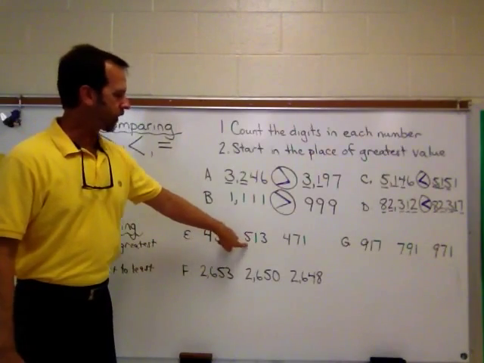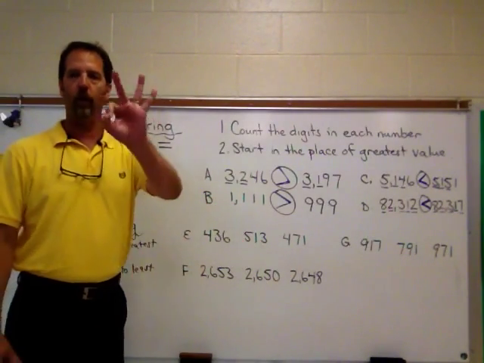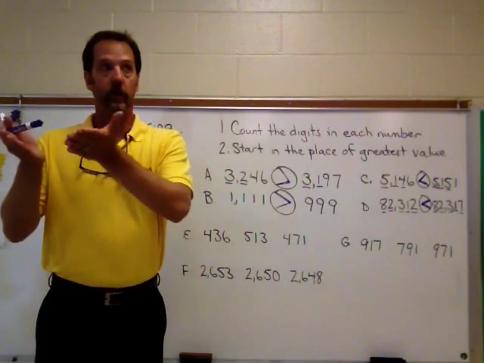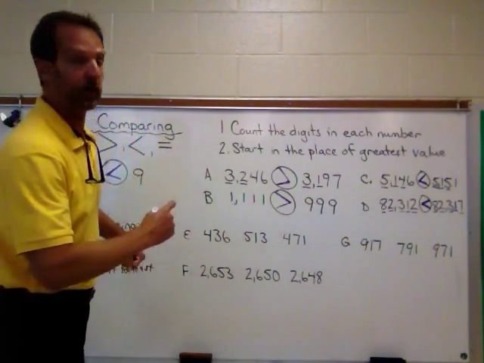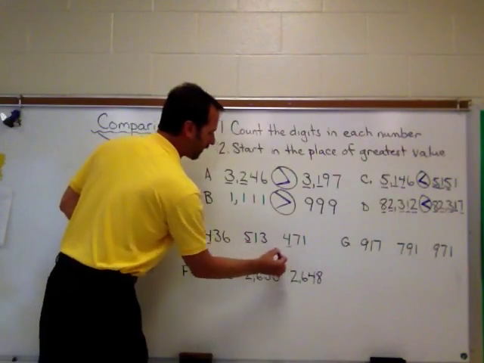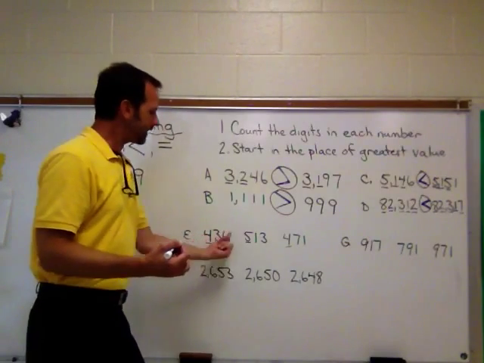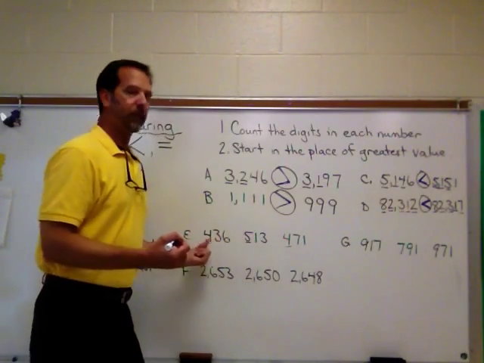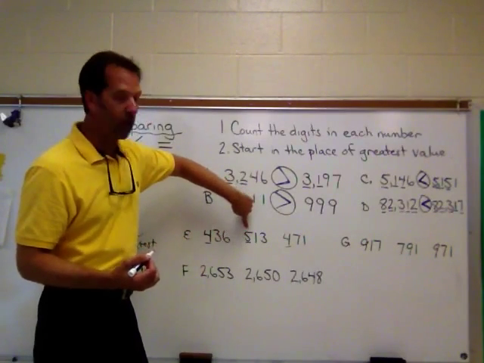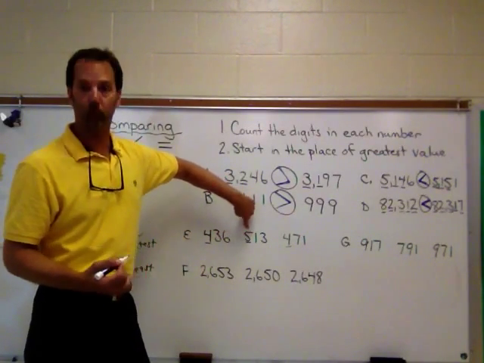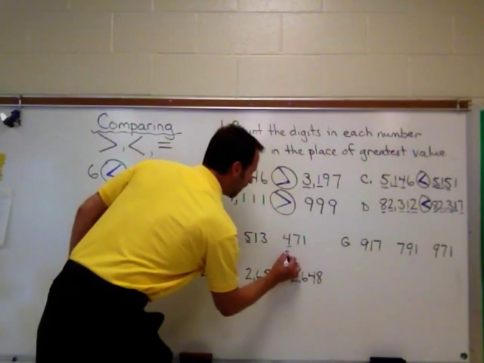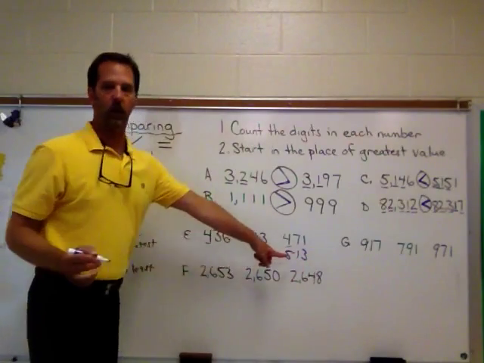436, 513, 471. They're all 3-digit numbers. So I've got to start then with the place of greatest value, which is the hundreds place. I have a 4, a 5, and a 4. Well, these 2 are the same, but they're both smaller than this. So I know that this number that starts with 500 is going to be the greatest number. So I'm going to go ahead and write it out here because I know it's the largest number.